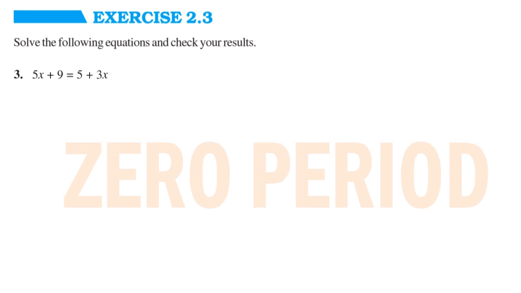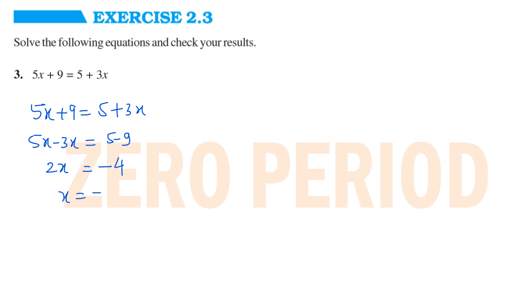Third question. 5x plus 9 equal to 5 plus 3x. Two variables, 5x and 3x, are here. So 5x plus 9 is equal to 5 plus 3x. 5x minus 3x is equal to 5 minus 9. 5x minus 3x is 2x and 5 minus 9 is minus 4. X is equal to minus 4 upon 2. Then x is equal to minus 2. Your answer is minus 2.